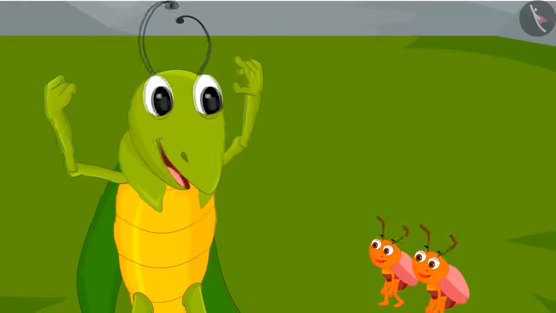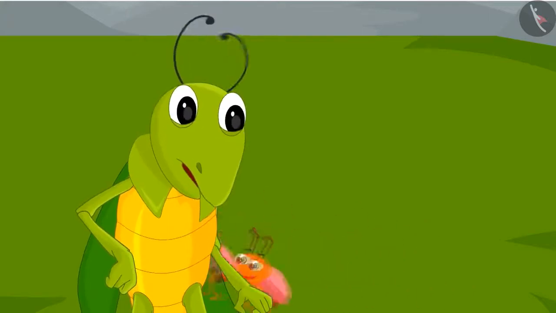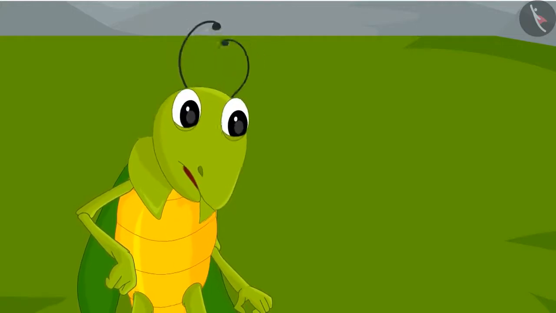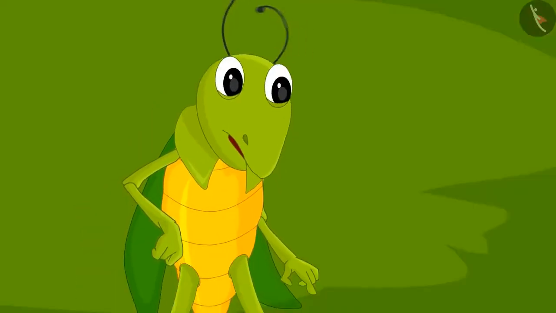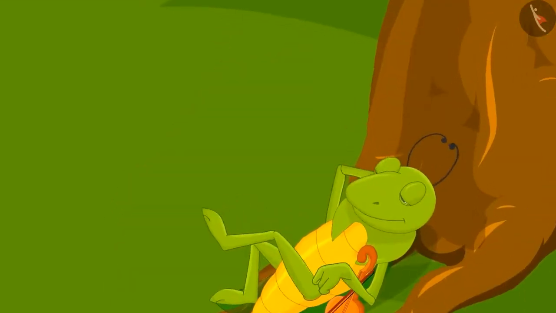Tinku asks the ants why they were working so hard. But the ants gave him no answer and started picking up their food items and walking faster. Tinku was shocked for a while, then slept comfortably in the shade of a tree.